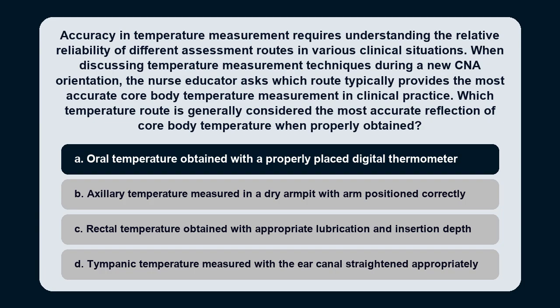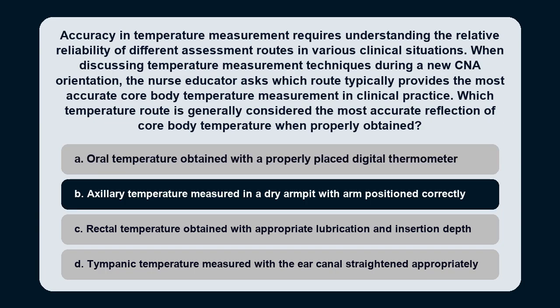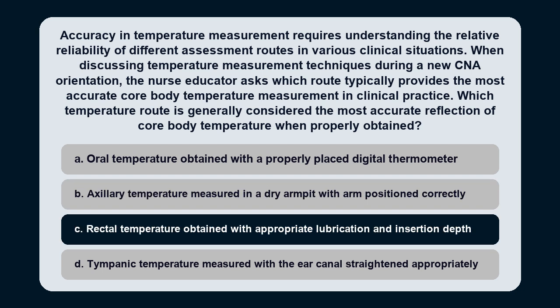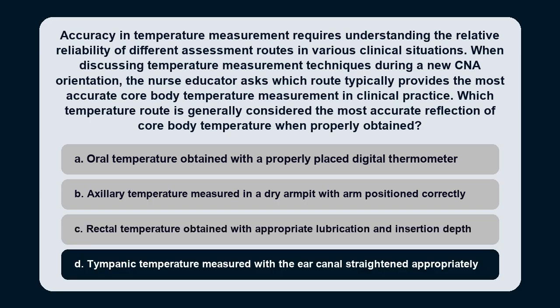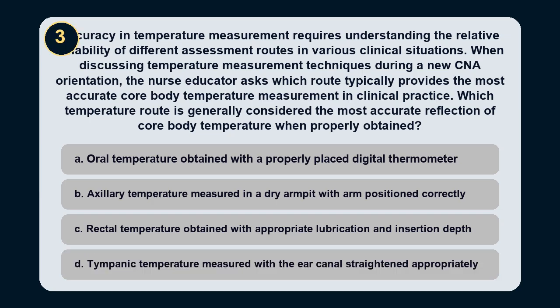Option A. Oral temperature obtained with a properly placed digital thermometer. Option B. Axillary temperature measured in a dry armpit with arm positioned correctly. Option C. Rectal temperature obtained with appropriate lubrication and insertion depth. Option D. Tympanic temperature measured with the ear canal straightened appropriately.